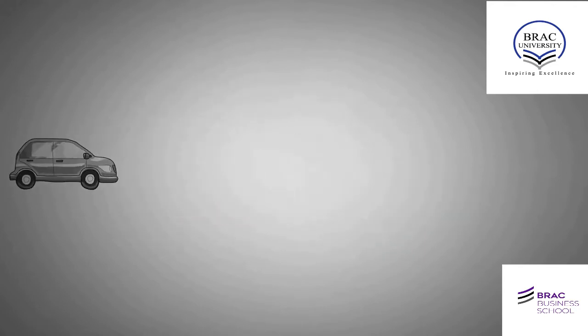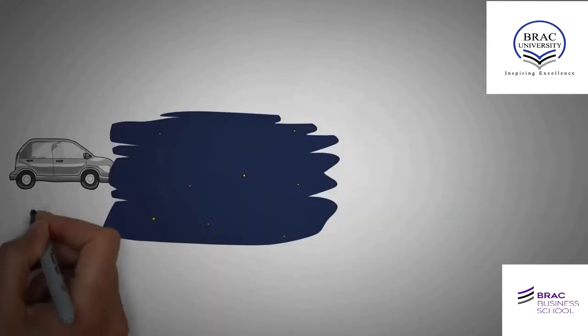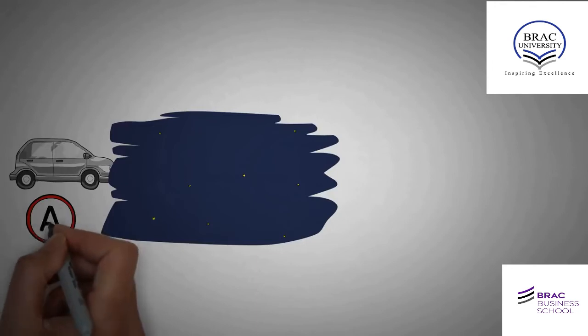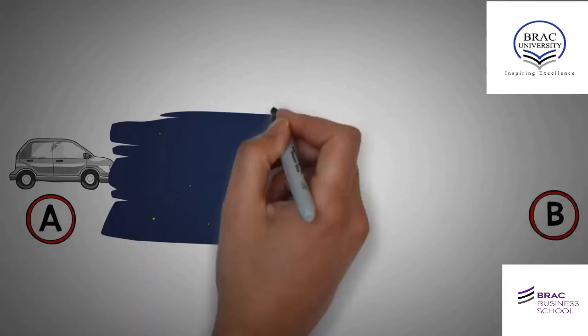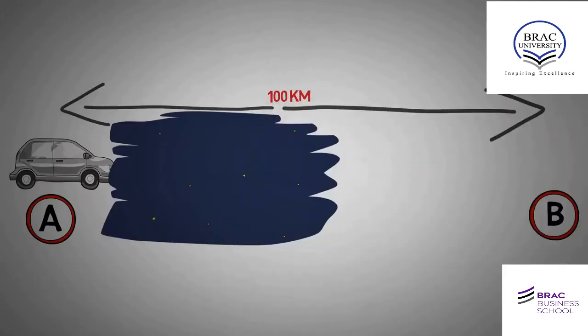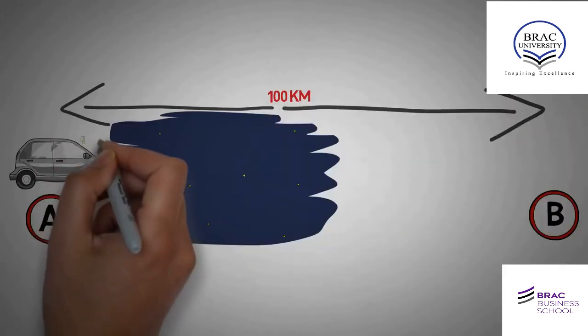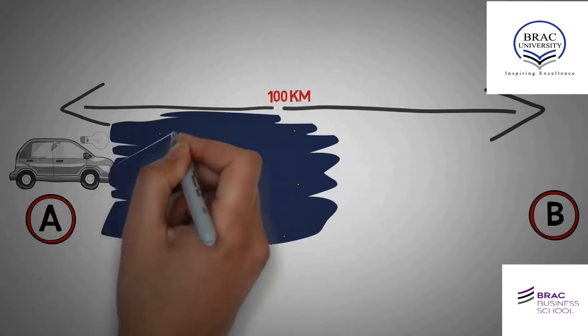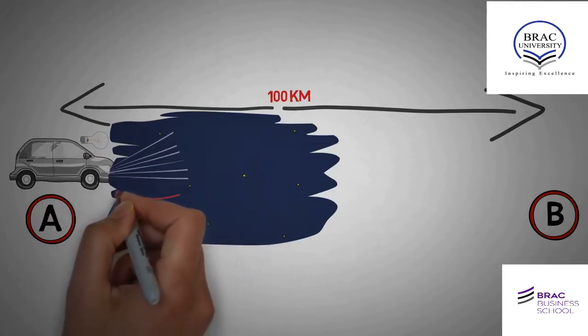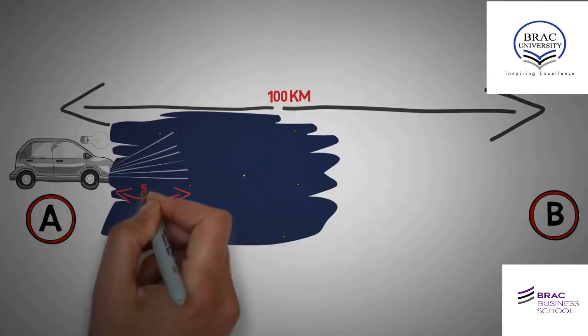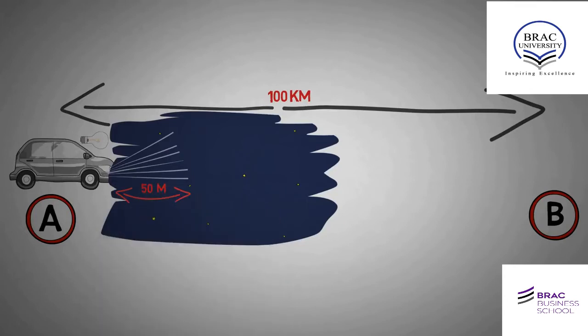Imagine you are driving a car at night in complete darkness from point A to point B. They are 100 kilometers away from each other, and you roughly know where point B is. What do you do? Of course, you just turn on the headlights, right? Now you can see only 50 meters ahead, and somehow, in a few hours, you simply make it to point B without much effort.